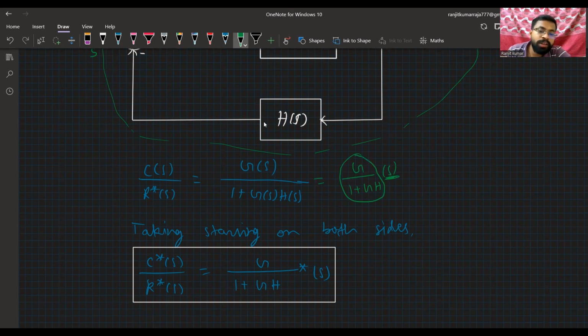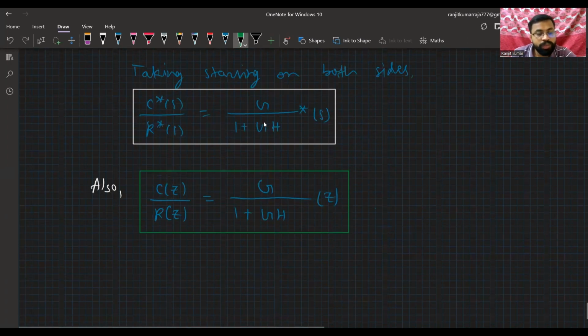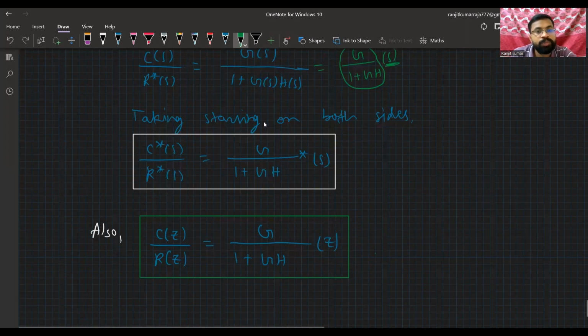So now we will apply the star on both sides, and we will get C star of S. R star is already a star function, so there is no need to make it one variable, one domain, that is the S domain. Directly we can write C star of S divided by R star, and it will become G divided by 1 plus GH star of S. After that, taking the Z transform, you will get this value. This is our pulse transfer function.